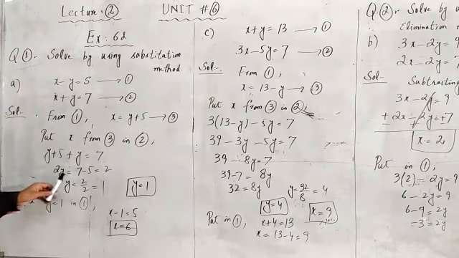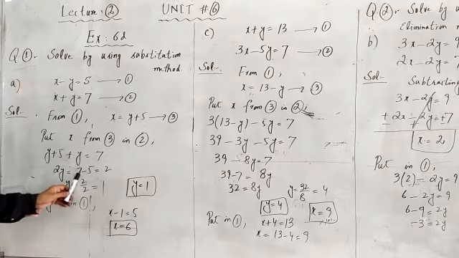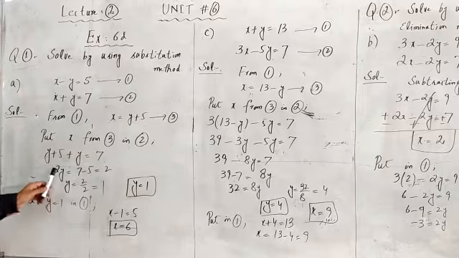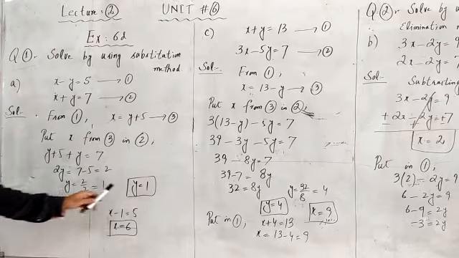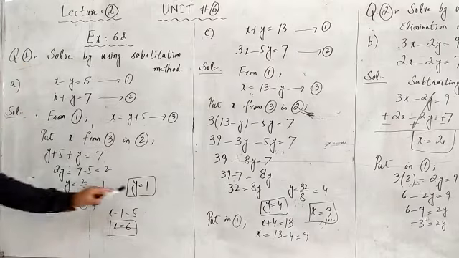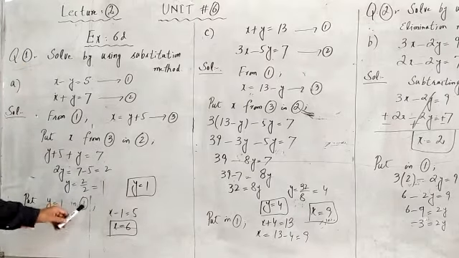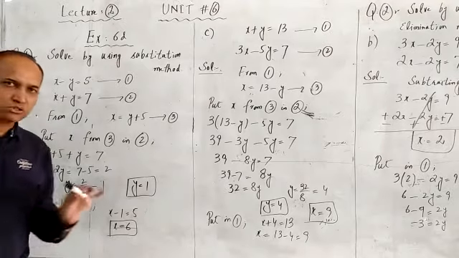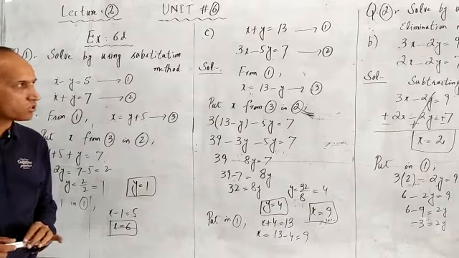So we have 2y is equal to y plus y, 2y, and 5 is shifted to the other side. 7 minus 5 is equal to 2. From here we get y is equal to 2 over 2 which is equal to 1. So y is equal to 1. We put this value of y in equation 1 and we get x is equal to 6. So this is very simple, no problem at all.